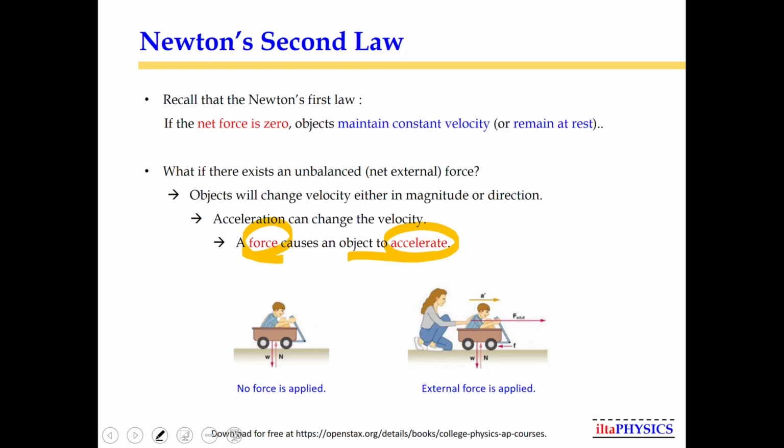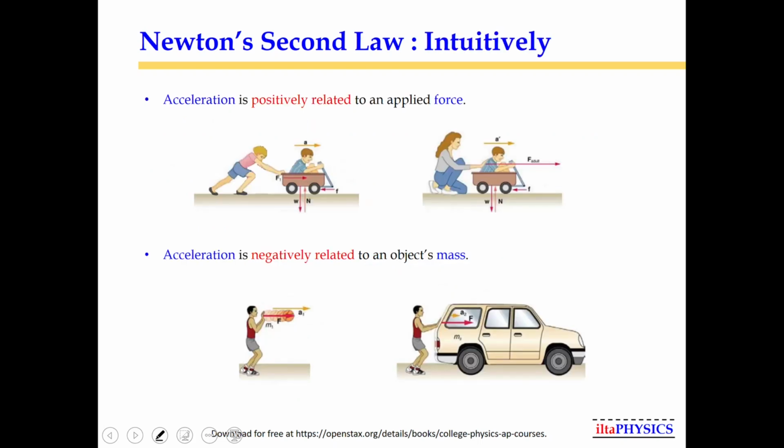When an external force is applied, it causes acceleration in the object. Here, two words are really important: force and acceleration. Newton's second law quantitatively describes the relationship between them. Let's think about that relationship intuitively. We'll start with what we already know from experience. First, think about how the magnitude of the force affects the magnitude of acceleration.